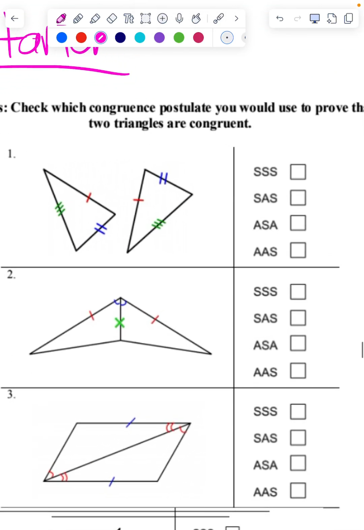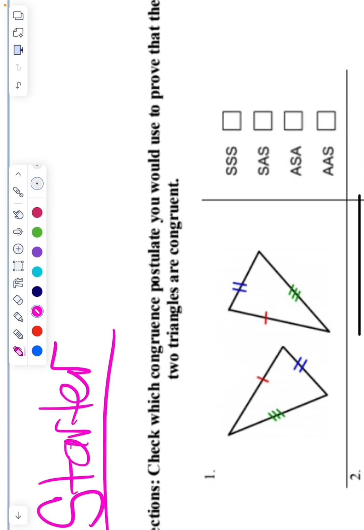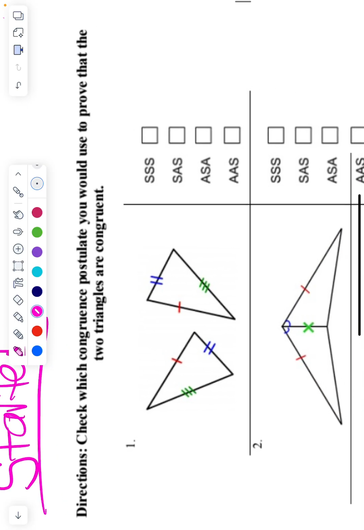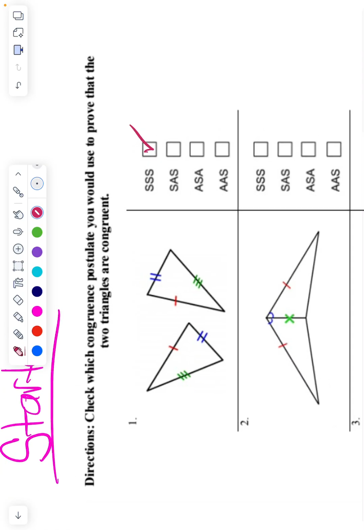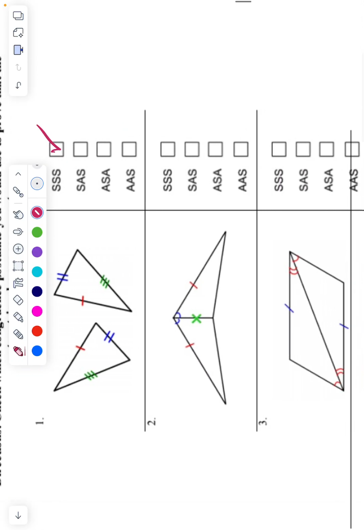So again, I wanted you to mark as many as possible. So this first one really only has one: side, side, side. Second one, why is this marked with an X right there? Yeah, what's that called?